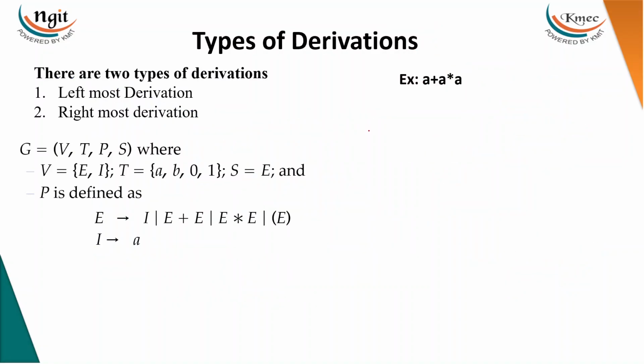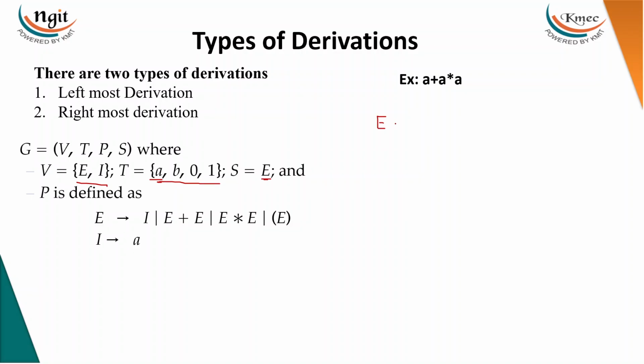And we are having two kinds of derivations here: leftmost derivation and rightmost derivation. What does it mean? See, let me go with this. First, we'll start with the grammar here. The non-terminals are E and I. Terminals are A, B, 0, 1. Okay. And the starting symbol is E. So the derivation you can start from here.